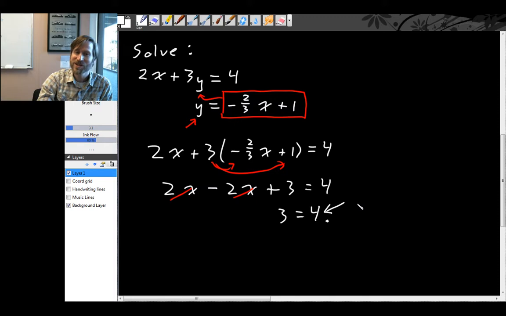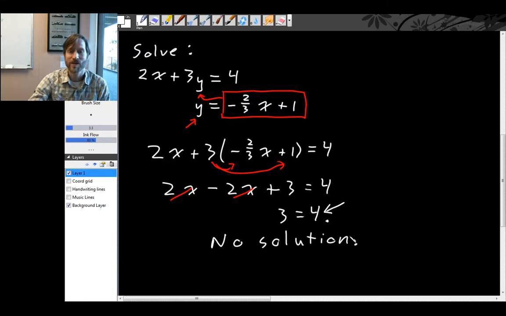Of course, this equation is always false. What this means is there are no x values that will work. And that means there are no solutions to this equation. It is impossible to find an x value and a y value that will make this system of equations work. Okay, so this system has no solutions.